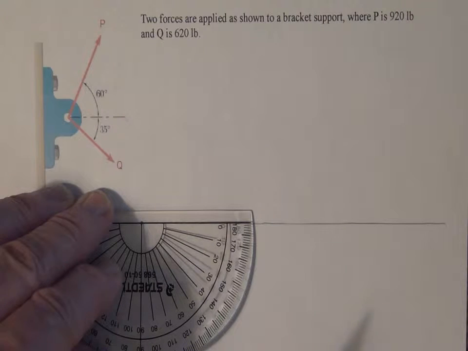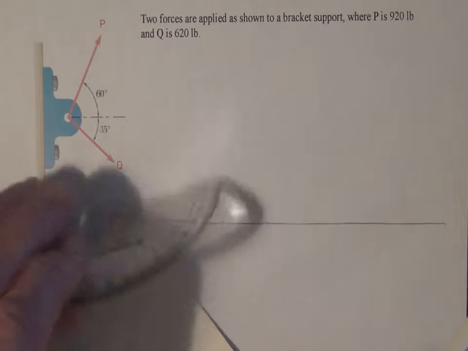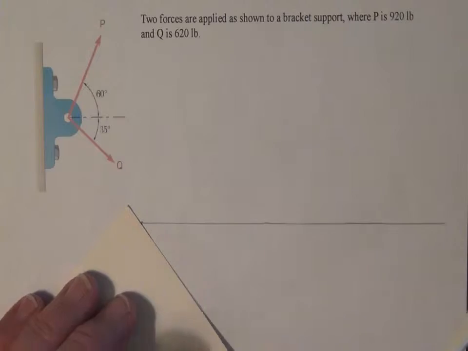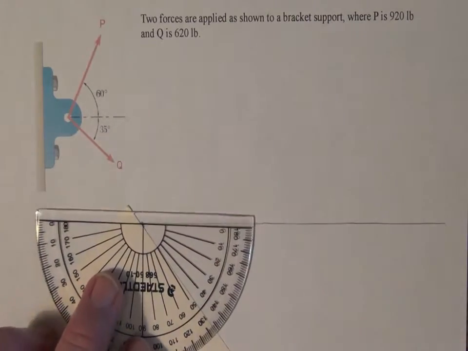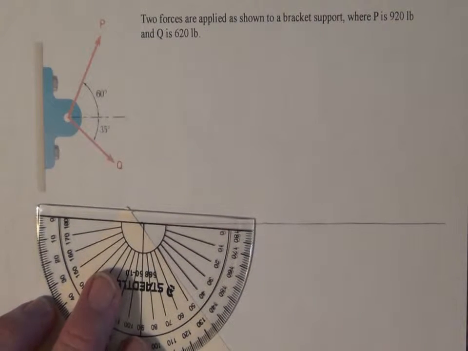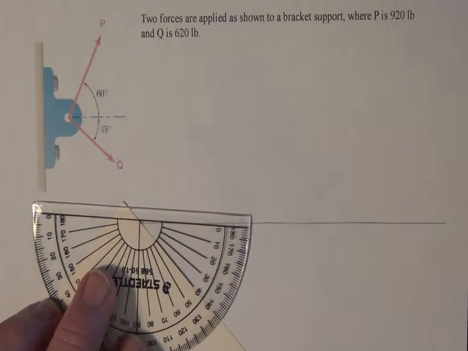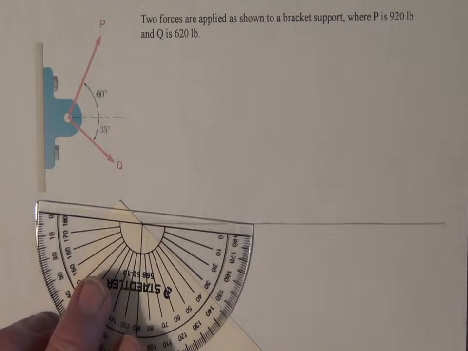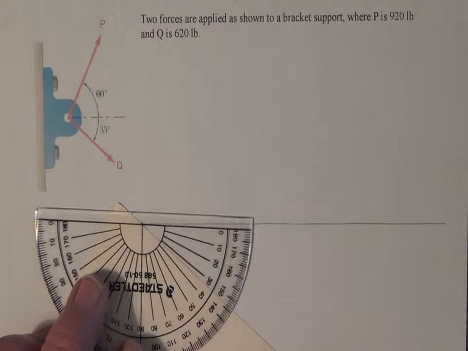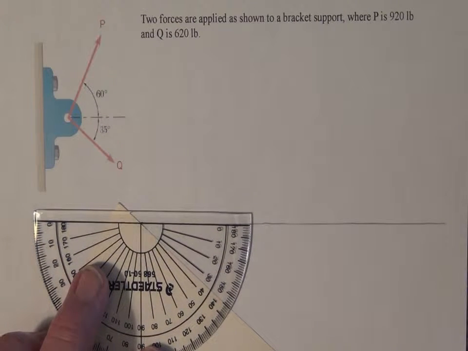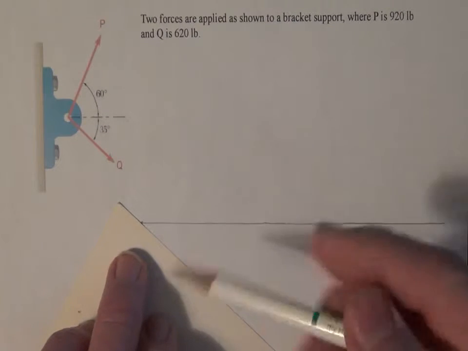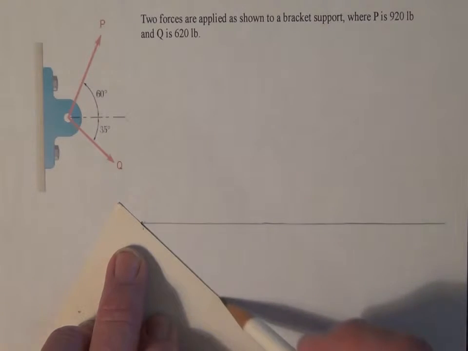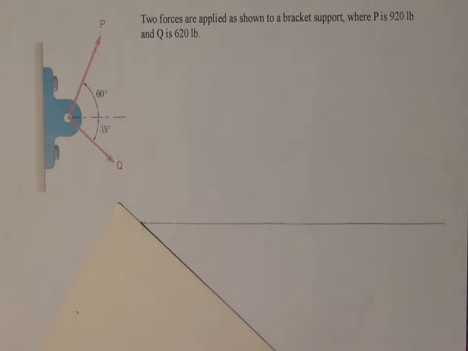The Q goes down at 35 degrees. So I'm going to draw a line at 35 degrees. I measured the one over there and it wasn't quite 35 degrees. So there's 35 degrees. So that's the direction of the Q vector.